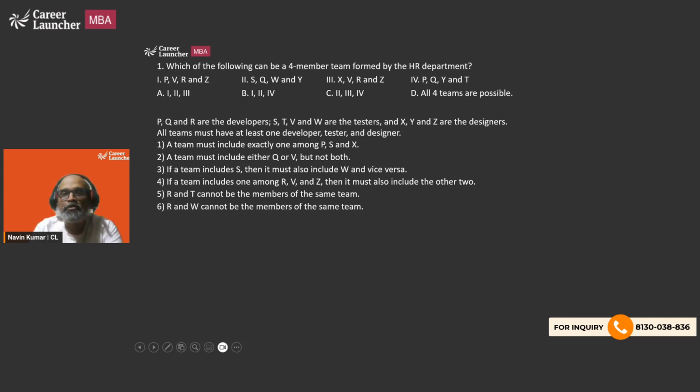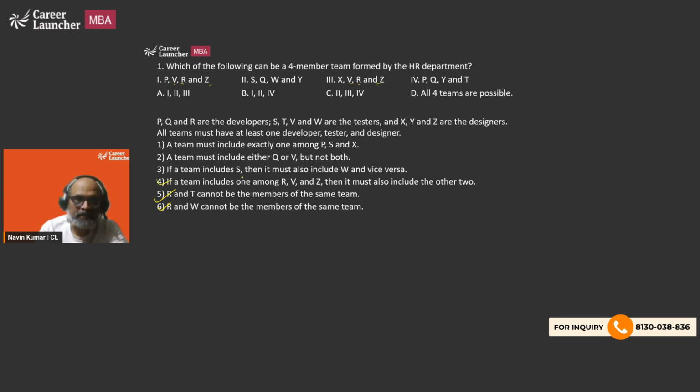Which of the following can be a four-member team formed by the HR department? We are told that R and W cannot be the members of the same team. So we will go ahead and check if R and W are together. They are not. R and T cannot be the members of the same team. We can see that R and T are not together. If a team includes one among R, V, and Z, then it must also include the other two. So we see R, V, and Z. We see R, V, and Z. So they will always come together if one of them is selected.